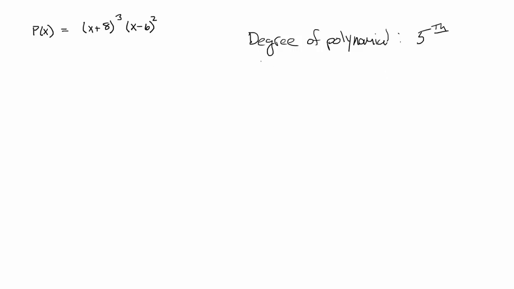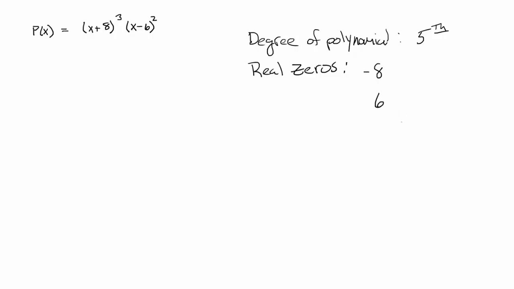And then if we want to know the real zeros, we look at which values of x would make this function equal to 0, and negative 8 and 6 would both make our function equal to 0. So we have negative 8 and 6.